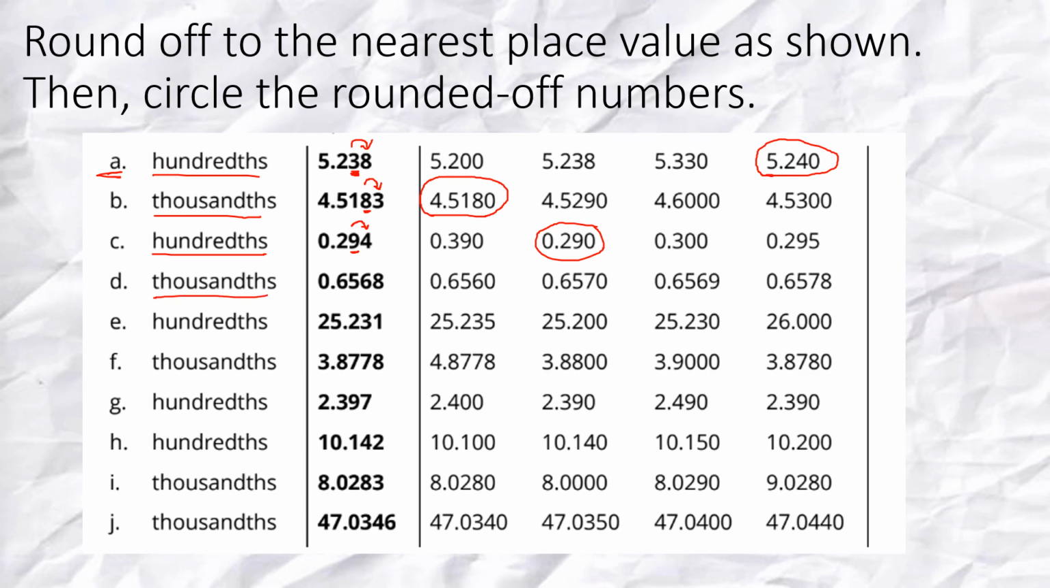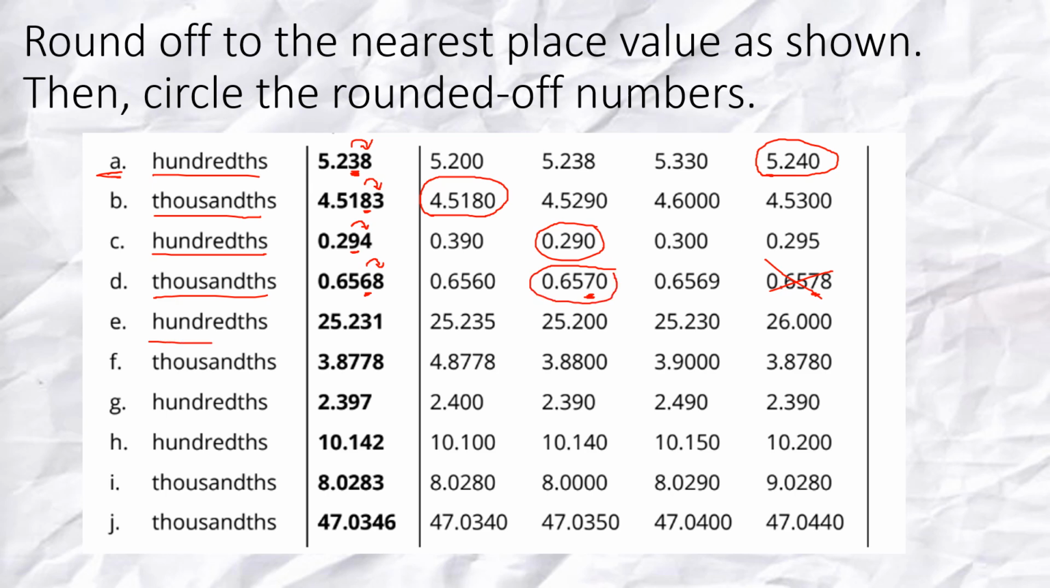Letter D, thousandths. The digit that is in the thousandths place is 6. The digit to its right is 8. So you have to round up. The 6 here will become 7. So 7. And then this is also 7. But again, after you round off, you have to change all the digits to its right to 0. So this is not the correct answer. So this is your answer.